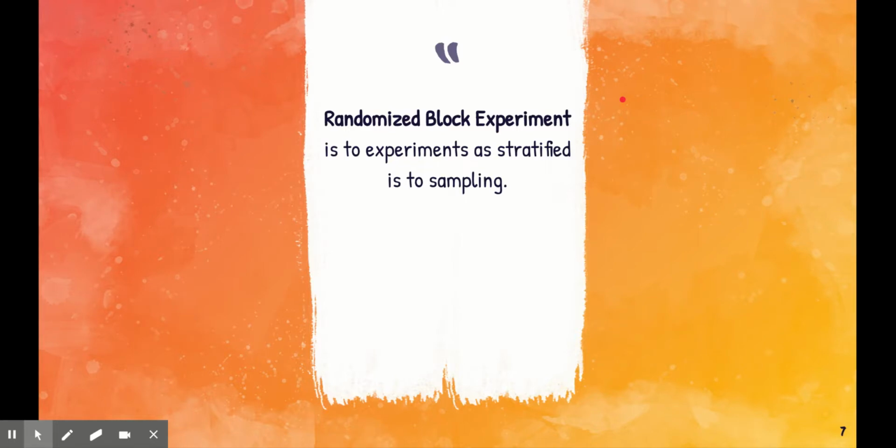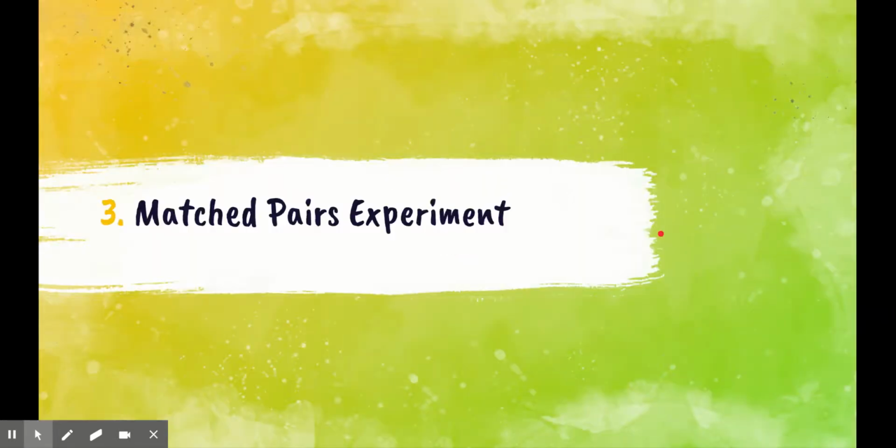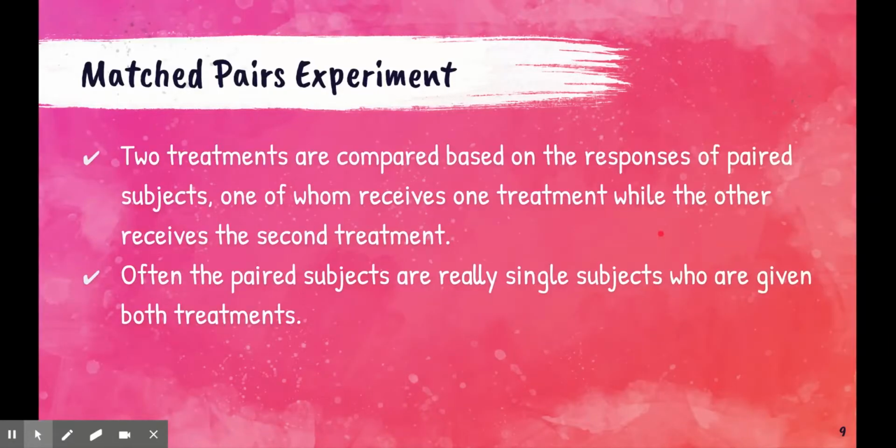When using an analogy with randomized block experiments, randomized block experiments is to experiments as stratified is to sampling. Third, we're going to talk about the matched pairs experiment. In a matched pairs experiment, two treatments are compared based on the responses of paired subjects, one of whom receives one treatment while the other receives the second treatment.